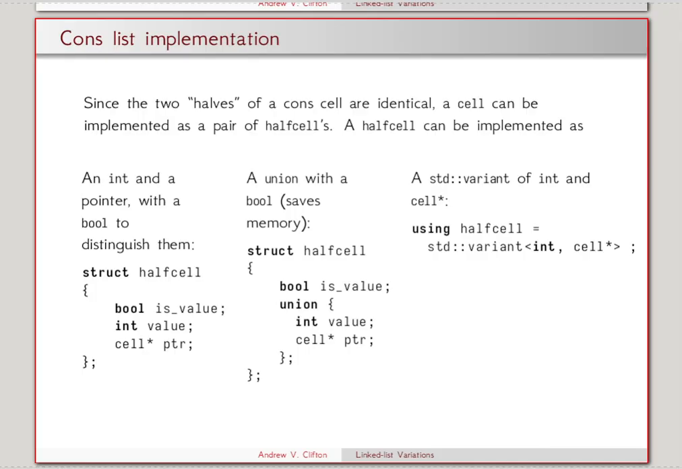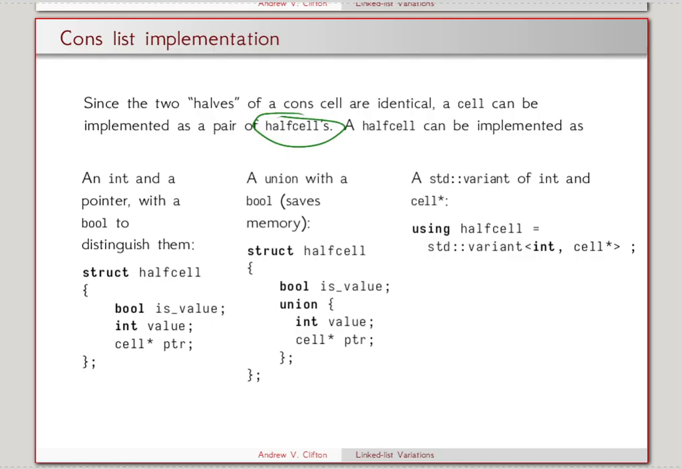The two halves of a cons cell are basically identical, right? There's no difference in terms of implementation between the car and the cdr. If you want to build this in C++, you can build a thing called a half cell, and then just make a cons cell be two of those. There's a couple of ways you can do that.